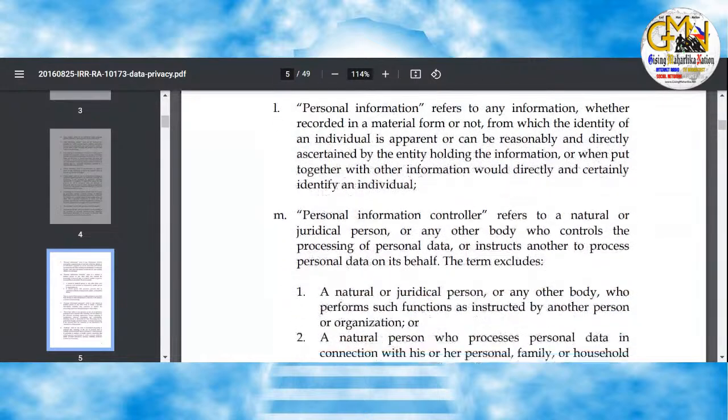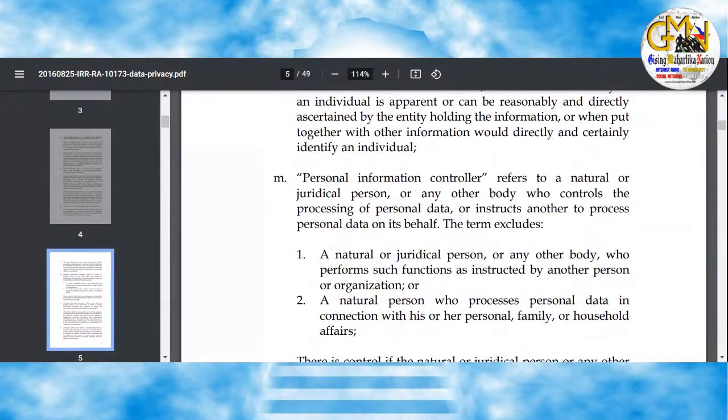Letter M, personal information controller refers to a natural or juridical person or any other body who controls the processing of personal data or instructs another to process personal data on its behalf.